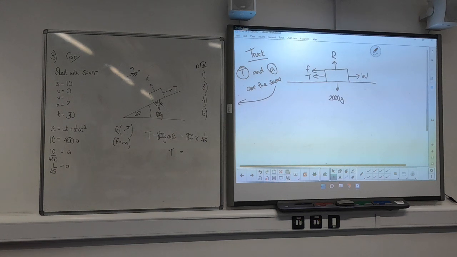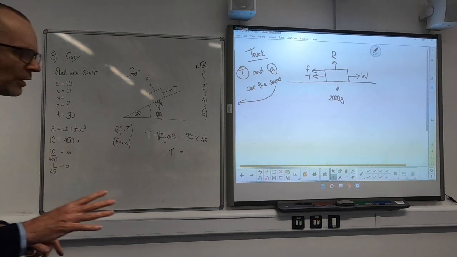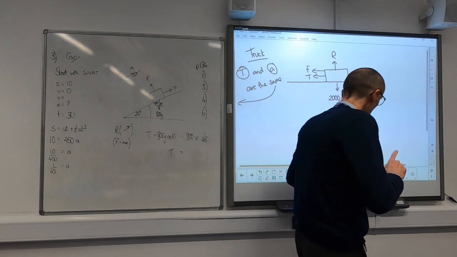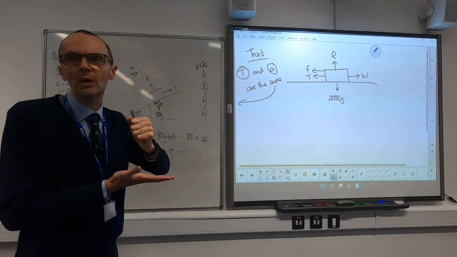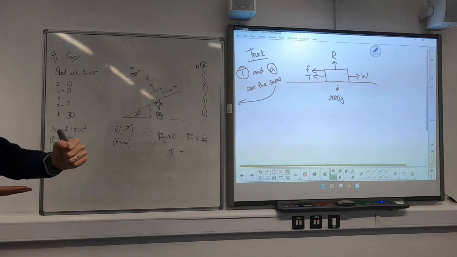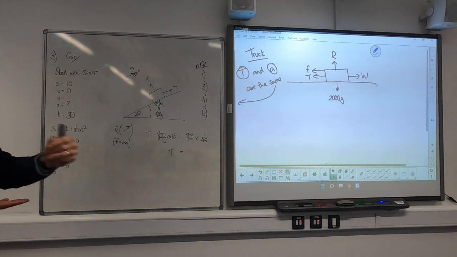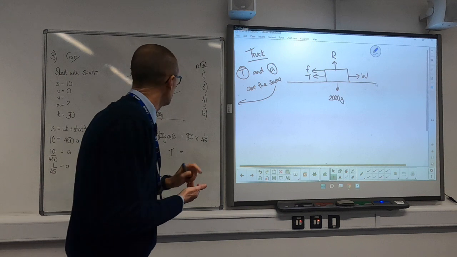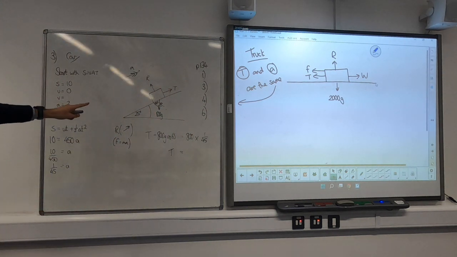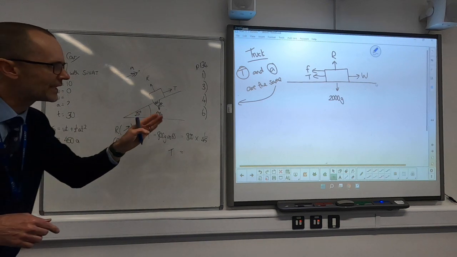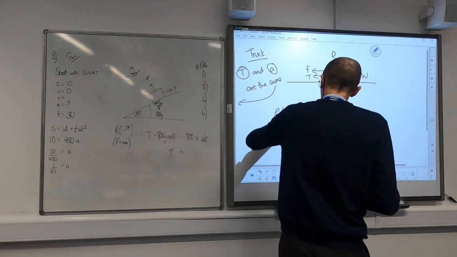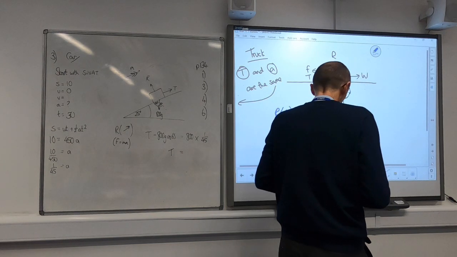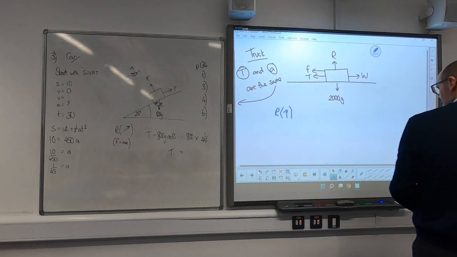In most cases with friction, it helps to resolve vertically first, because that tells you what R is, which you need to work out what F is, and you then use F when you resolve horizontally. So we didn't need to do that here because there was no friction. But in this case, we've got friction, so I'm going to start by resolving vertically. I'll start by calibrating as well.